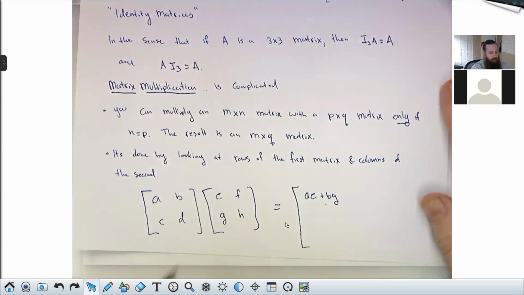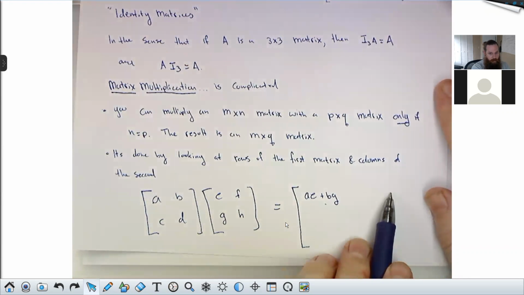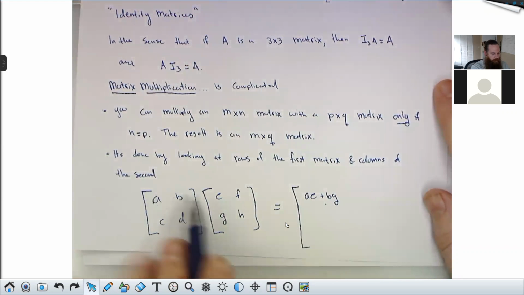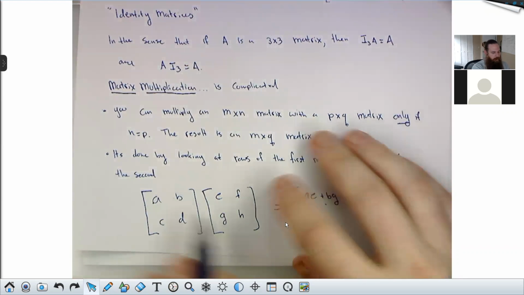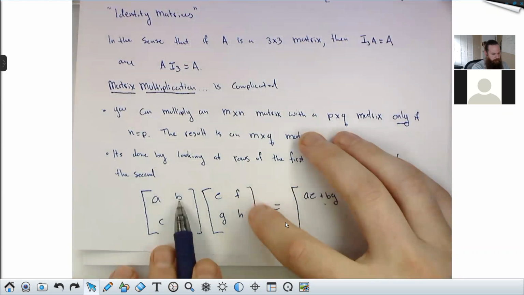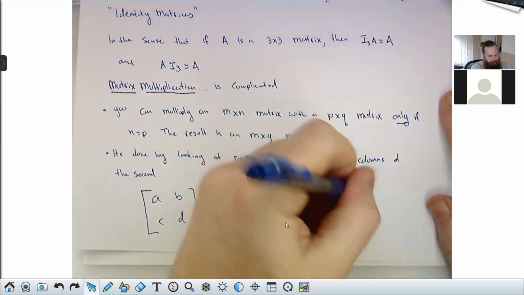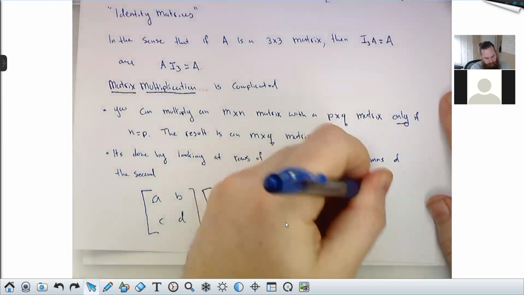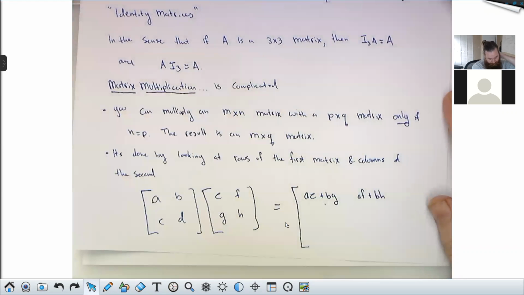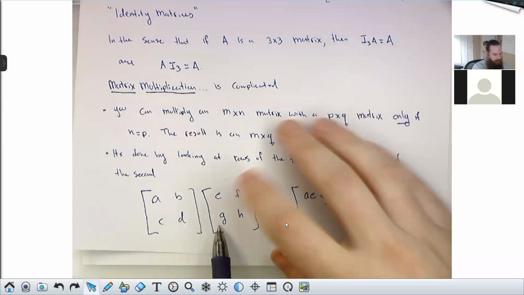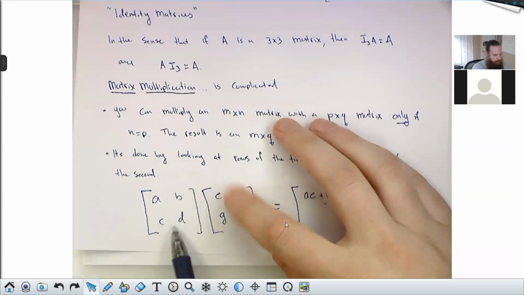If I want to know what goes in the first row, second column of the resulting matrix, I take the first row here and the second column here. A times F plus B times H. If I want to know what goes in the 2, 1 position of the resulting matrix, I take the second row of the first matrix and the first column of the second matrix. C times E plus D times G.